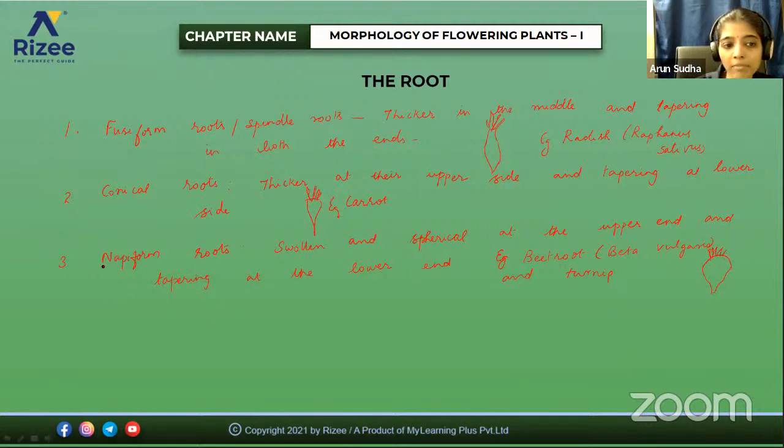So this is the napiform, this is conical, and fusiform. And there are two other forms. One is the tuberous roots.